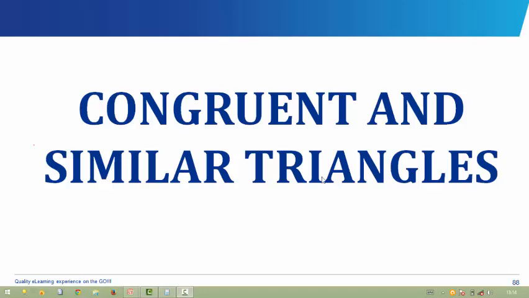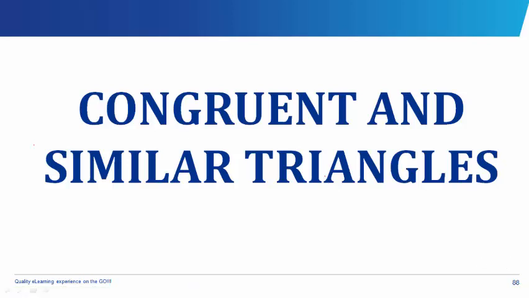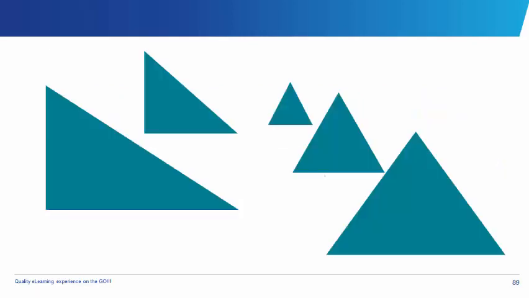Congruent and similar triangles. What do you understand by congruent and similar triangles? Now, the word similar is very familiar to us. Let's look at triangles like this. These triangles can be said to be similar. And we say triangles are similar if they are the same shape.